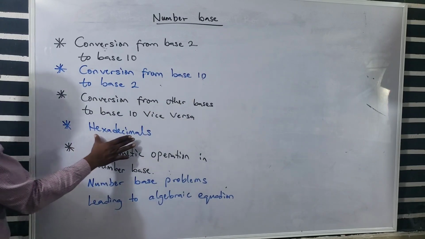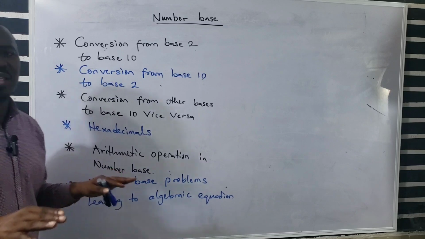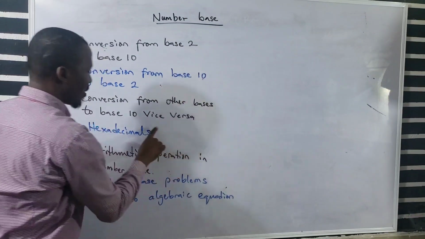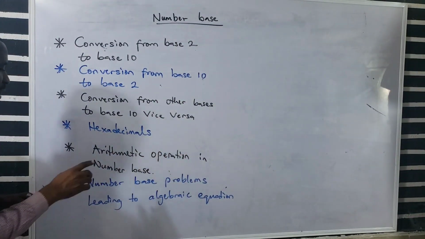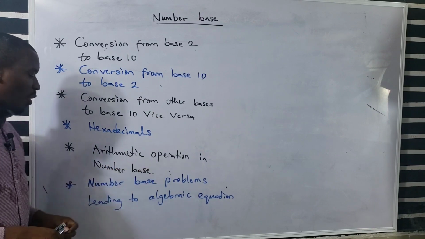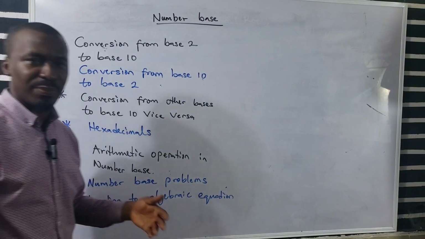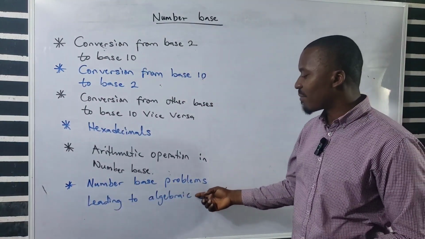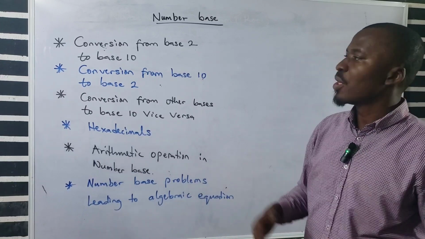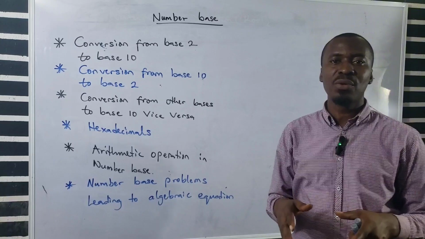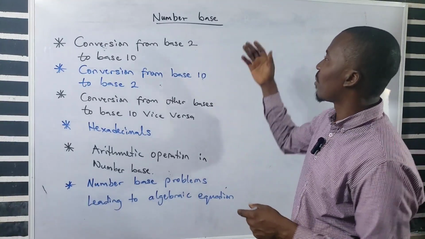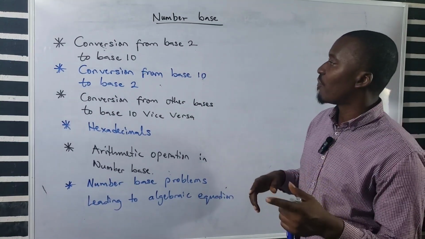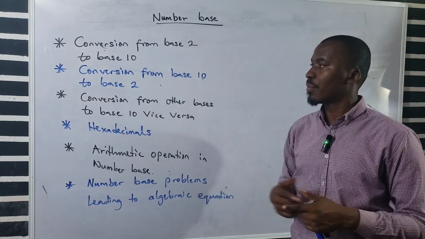Then after that, we move to hexadecimal. Hexadecimal is not going to be difficult at all, because from doing all this, doing hexadecimal will be very simple. Then from there, we move to arithmetic operations in number base, where we add, we multiply, we divide, and we subtract. Then we move to problems that will lead us to algebraic fractions. Some number-base problems will give you a linear equation, while others can give you a quadratic equation.